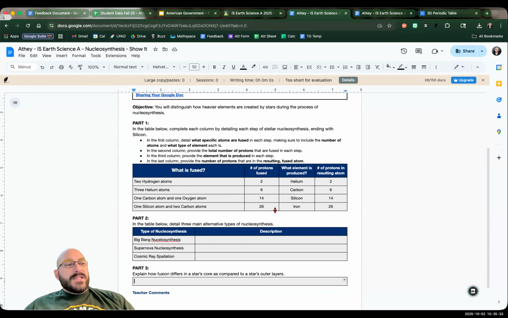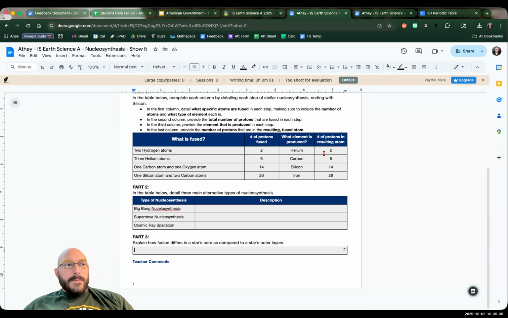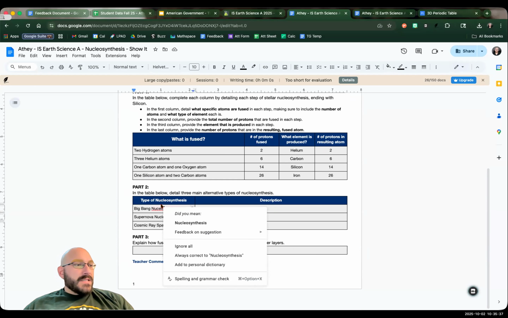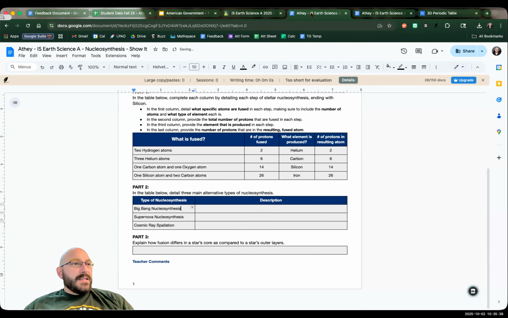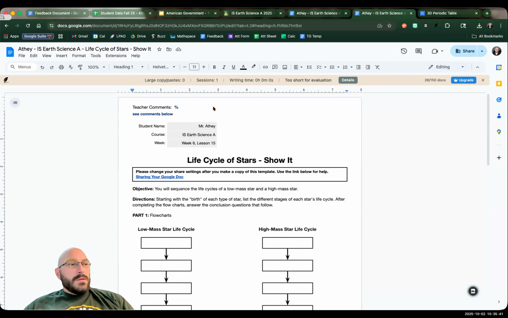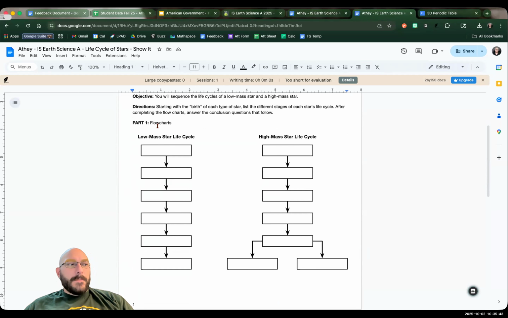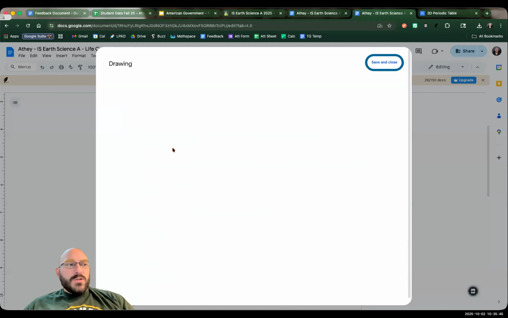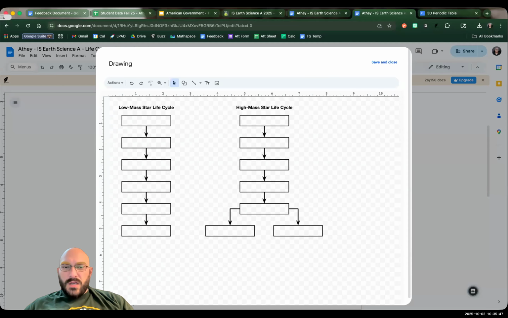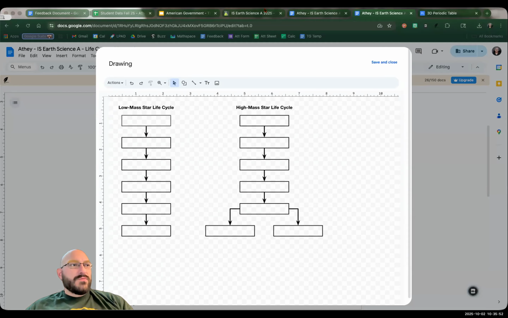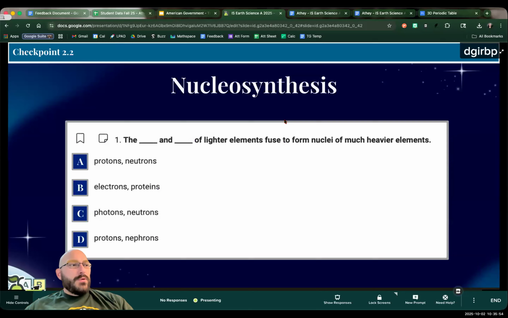Now let's link this to our life cycle of stars slide, right? Apparently I can't speak today, guys. So how do stars start off, guys? Oh, actually here, let's do these sample checkpoint questions really quick first.